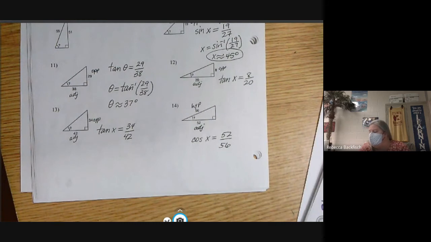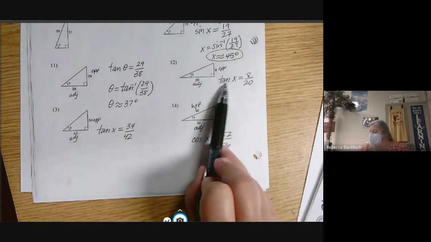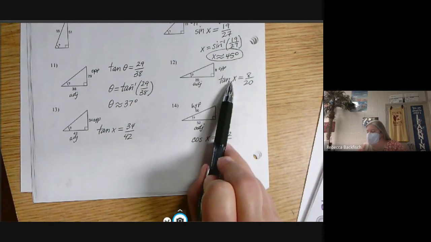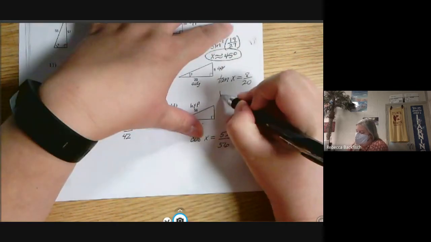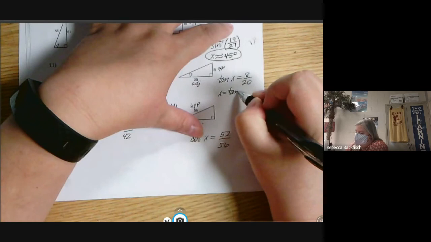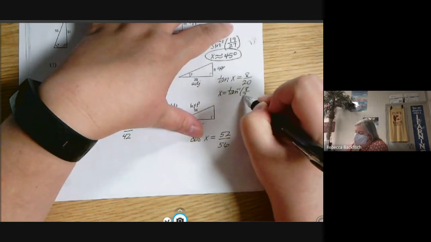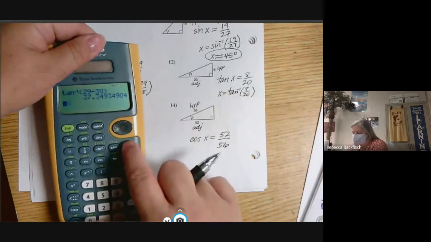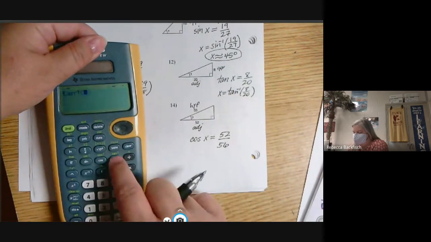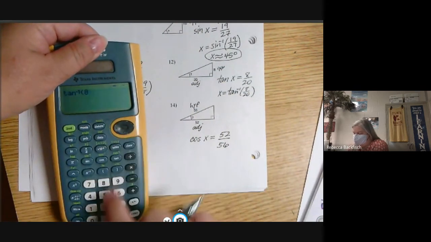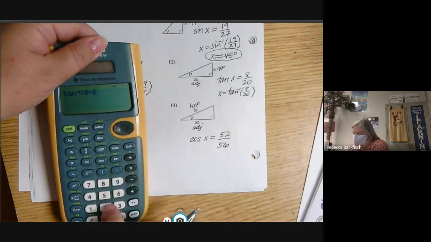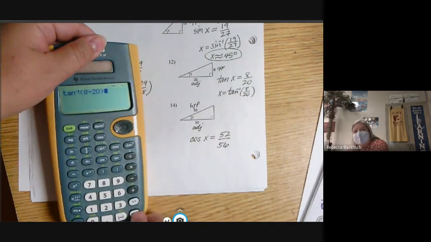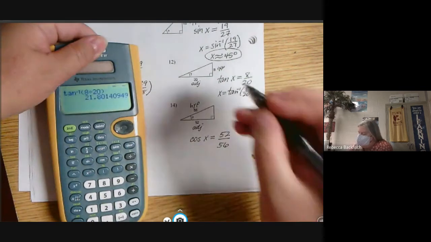Okay, so then we basically are just doing inverse. In other words, to get the tan away from the x here, I just do inverse tan of both sides. So that means x is inverse tan of 8/20. So inverse tan of 8 over 20, divided by 20. And I get about 22 degrees.